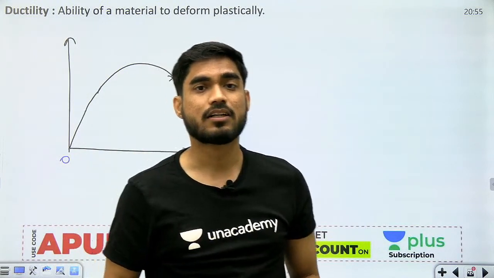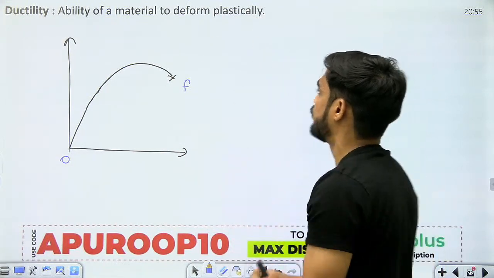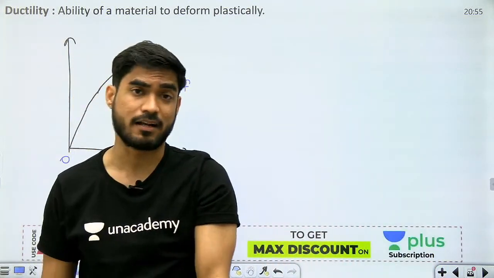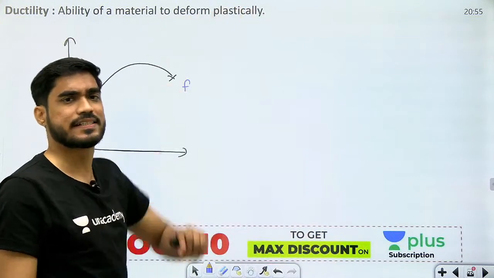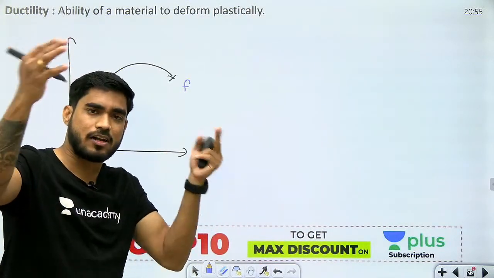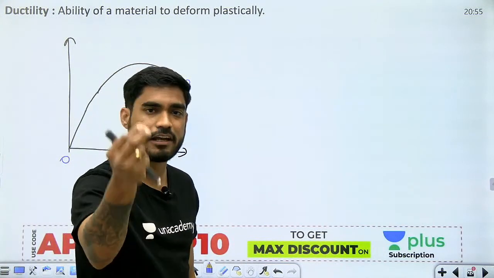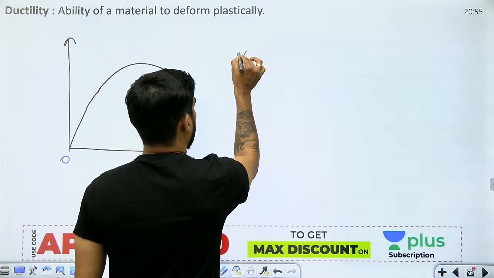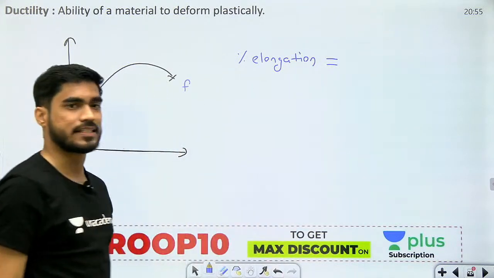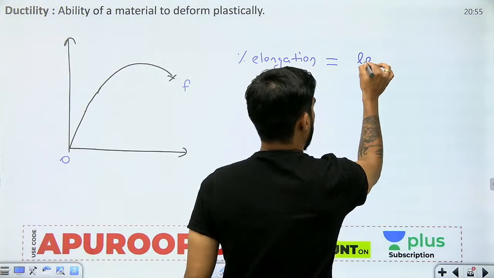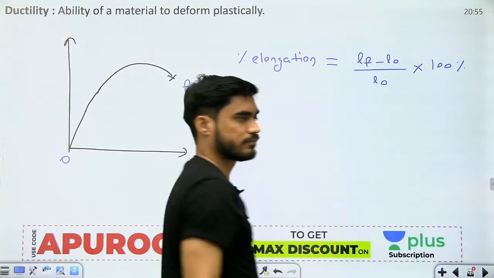So do you understand what do we mean by ductility and why it is important? It is the ability of a material to deform plastically without fracture. बिना fracture हुए material कितना deform हो सकता है, and how it is calculated, whether the material is ductile or less ductile. How it is calculated? It is calculated by two different values. Either you calculate percentage elongation. What will be percentage elongation? It will be (LF minus LO) by LO into 100.